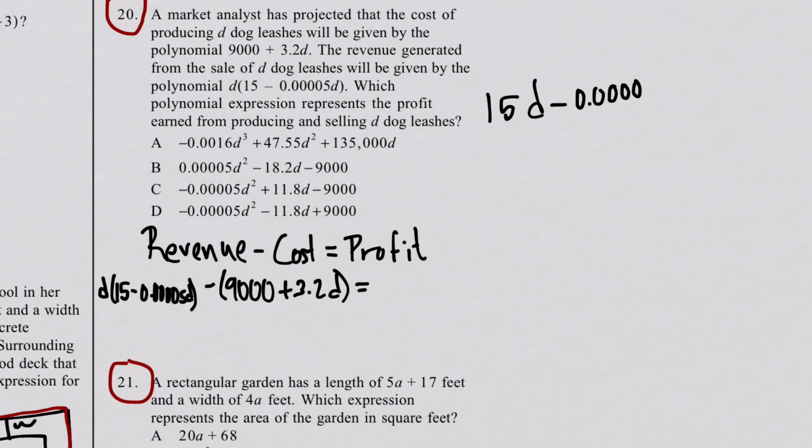0.00005D squared. And to that, I am going to subtract 9,000 plus 3.2D. When I subtract that amount, I'm basically subtracting 9,000 and subtracting 3.2D. So what I need to do is combine 15D minus 3.2D. 15 minus 3.2 is going to be 11.8D.